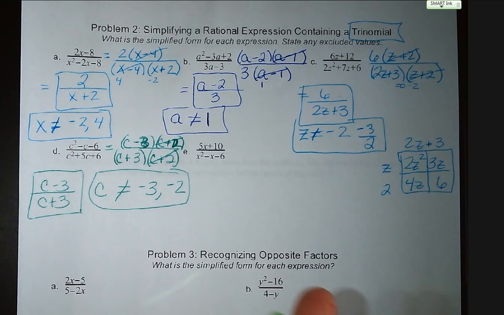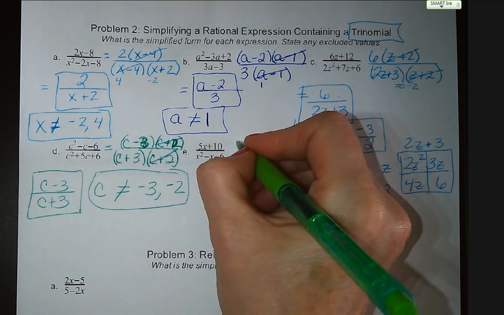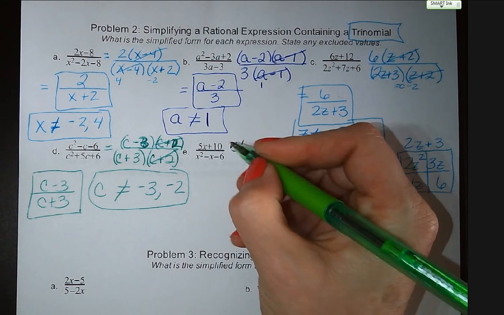Okay. Letter E, 5x plus 10. We can factor out a 5 from that.